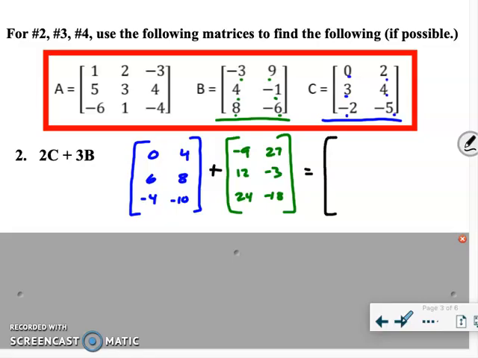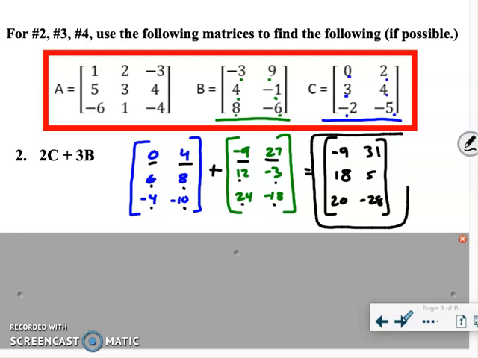So now it's just a matter of row 1, column 1, plus row 1, column 1. So 0 plus -9, -9. Row 1, column 2, plus row 1, column 2, 4 plus 27 is 31. We're going to continue with that. 6 plus 12, 18. 8 plus -3, 5. -4 plus 24 is 20. -10 plus -18, -28 for our final 3x2 matrix.